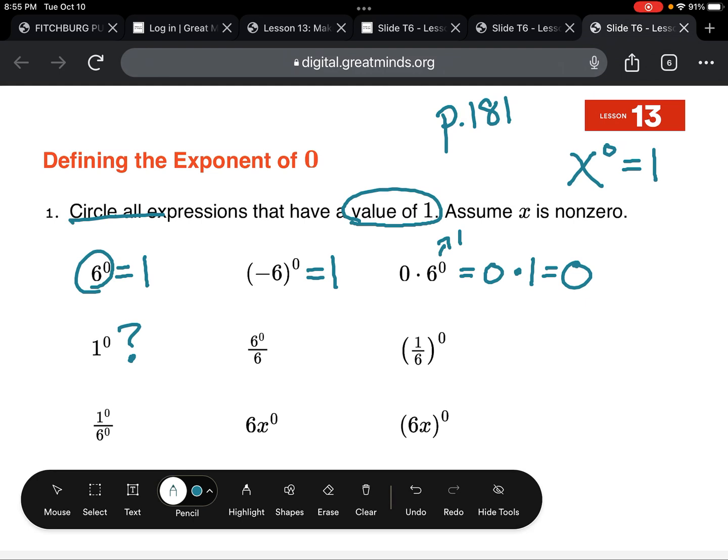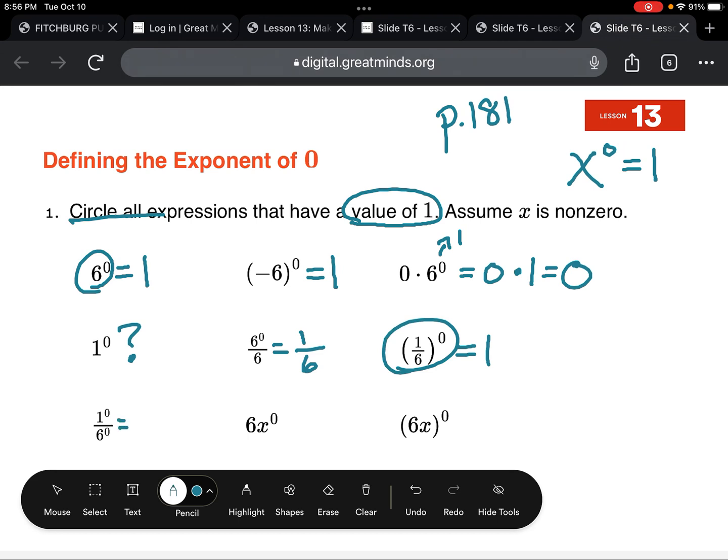And we can talk about this one. This is 6 raised to the 0 power divided by 6. Well, if I simplify that, the top, 6 raised to the 0 power, the numerator, that would be equal to 1. But there's nothing changing on the bottom. So this expression is actually equal to 1/6. So you would not circle that. Whereas this one, the whole number 1/6 is being raised to the 0 power. So that one would equal 1.